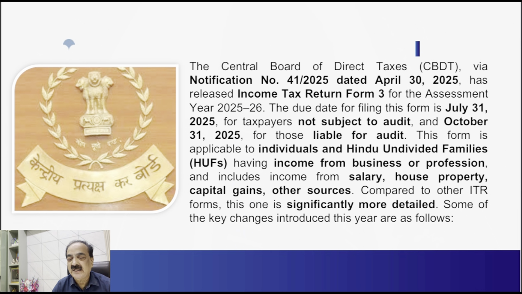The due date for filing this form is July 31st, 2025 for taxpayers not subject to audit and October 31st, 2025 for those liable for audit. This form is applicable to individuals and Hindu undivided families having income from business or profession, and it includes income from salary, house property, capital gains and other sources. Compared to other ITR forms, this one is significantly more detailed. Some of the key changes introduced this year are as under.